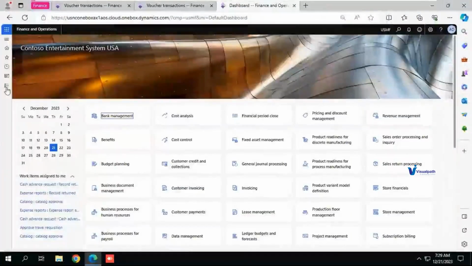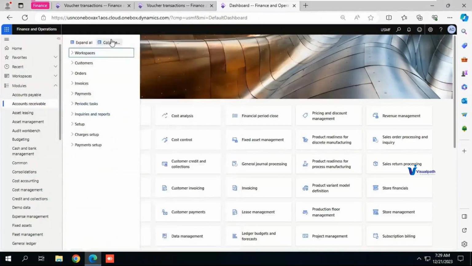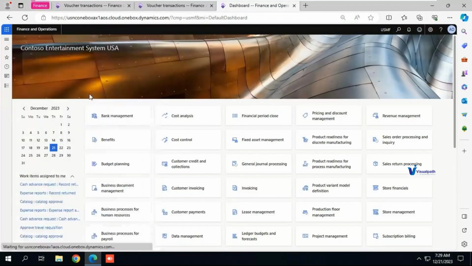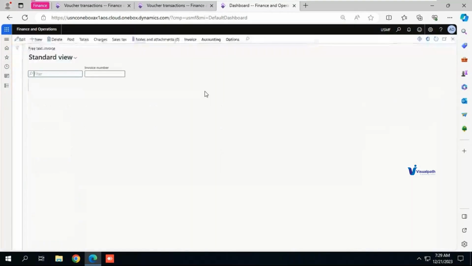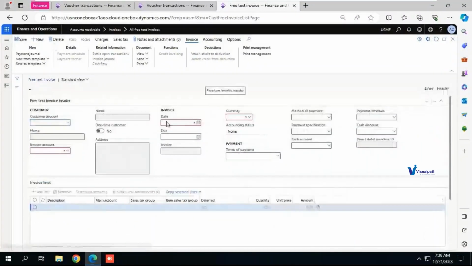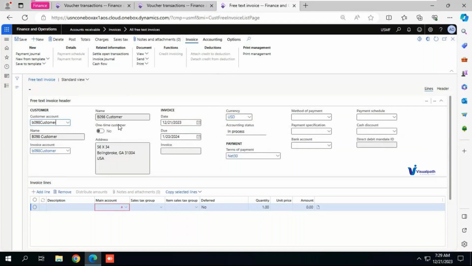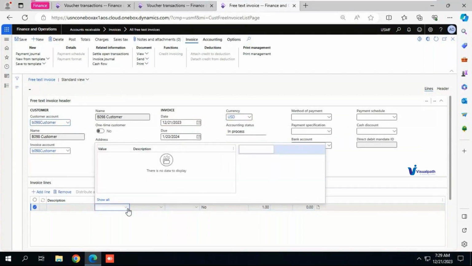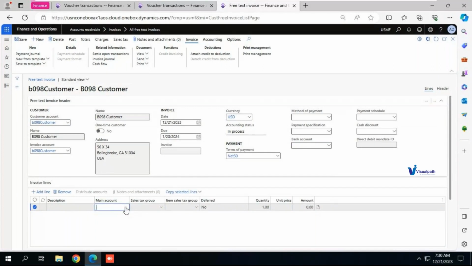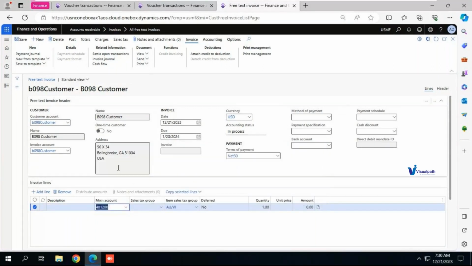For that one, accounts receivable, collapse all, invoice, pretext invoice. Click on new, select the customer. Suppose B098 customer. Here, revenue account you need to select. Revenue account we need to select. Suppose $120.